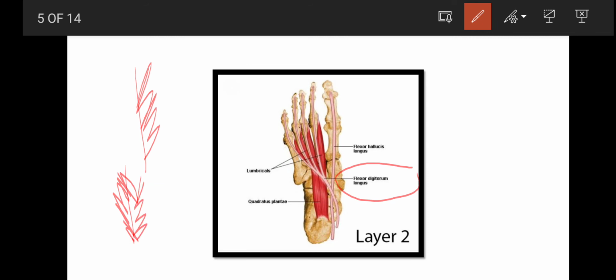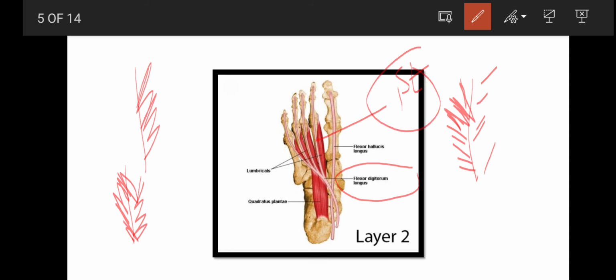Now the first lumbrical arises from the medial side of the first tendon of flexor digitorum longus. The second one arises from both sides, from the first and second tendon. So the first lumbrical arises from the first tendon itself. The second lumbrical arises from these two, that is from the first and the second tendon. Now the third lumbrical arises from the second and third.